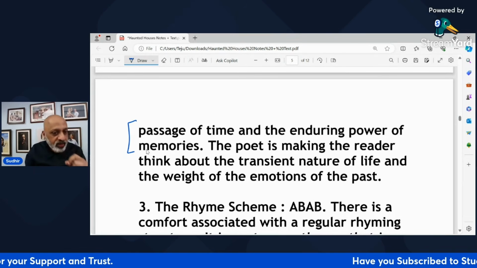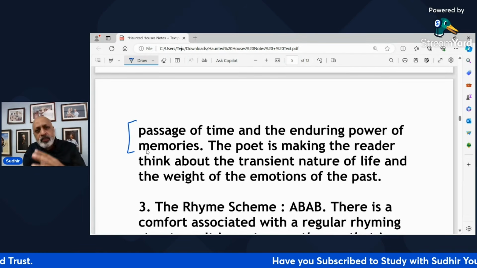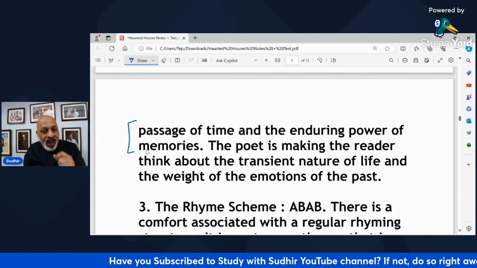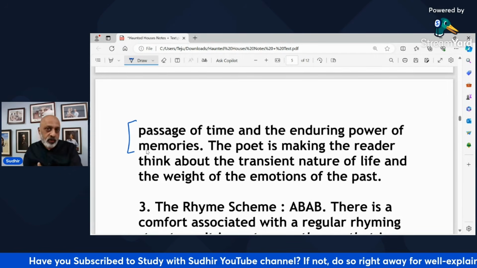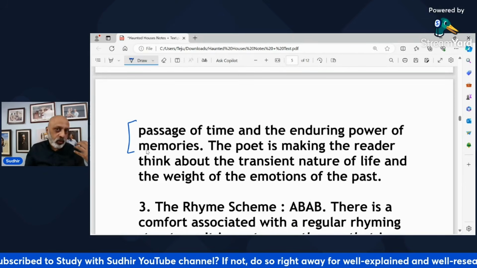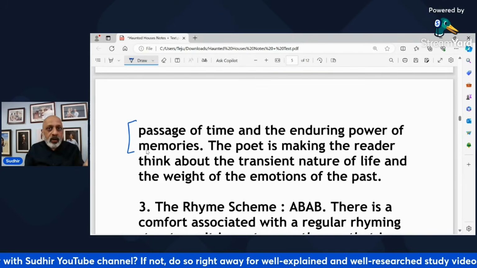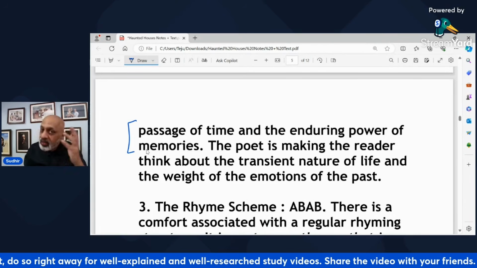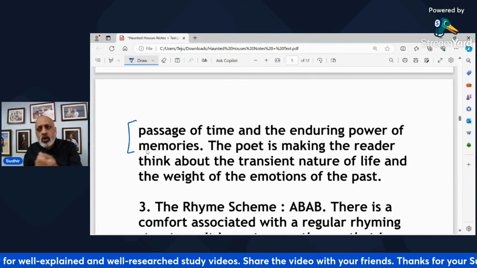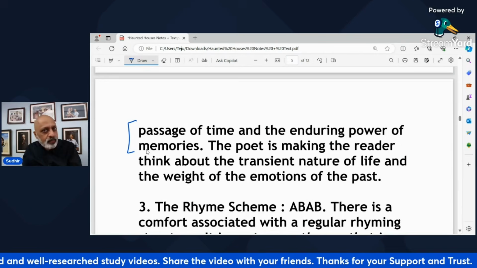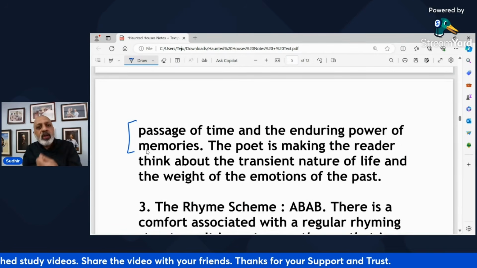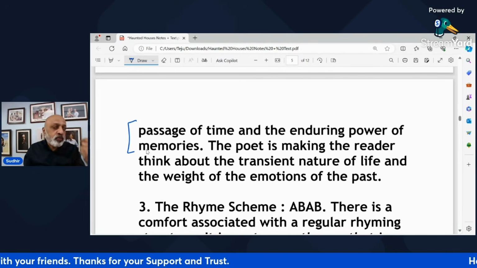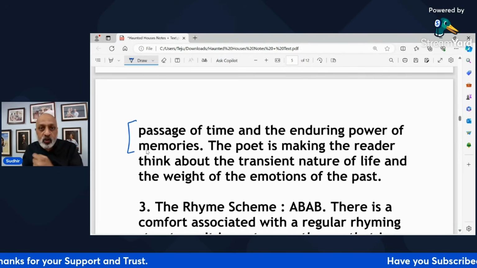The poet is making the reader think about the transient nature of life: life goes away, it's temporary. And the weight of the emotions of the past, because they stay along with you. It's not a burden; it is a weight you like to carry. They may cost you some sadness at some point, but they may also bring you some nice memories of times gone by, when you spent time with someone you loved very dearly.